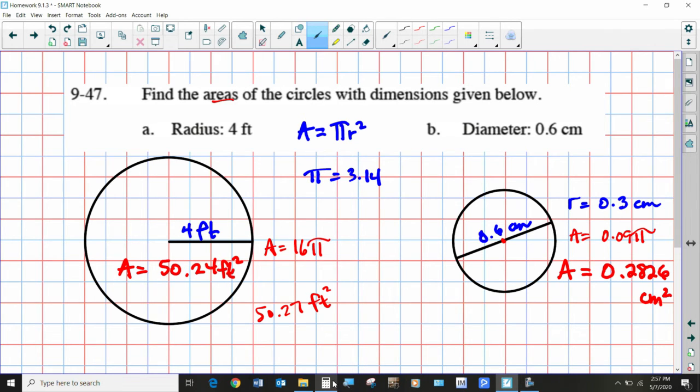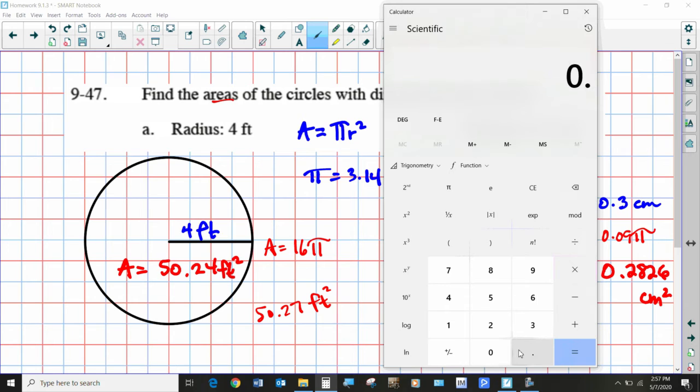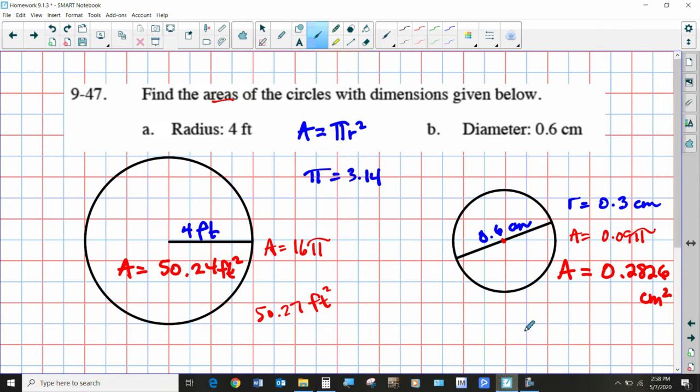And then here, what could we have gotten here? Let's just prove that 0.3 times 0.3 is 0.09. Yes, it is. Multiply that times pi, and you get 0.2827 instead of 0.2826, but I would have probably just rounded that to 0.28 centimeters squared. That just seems a lot easier than 4 digits, but I wrote the 4 digits in.